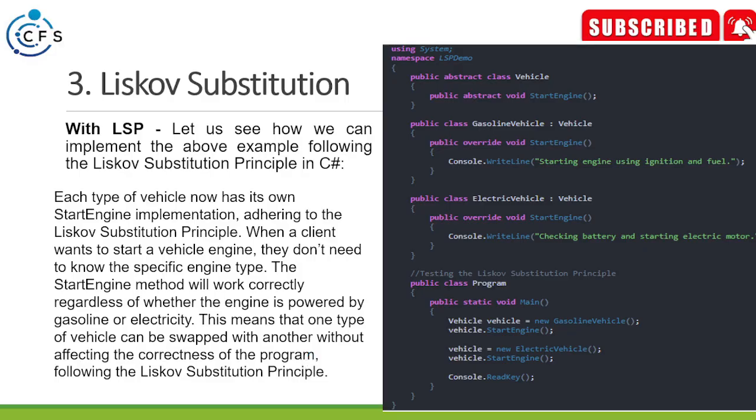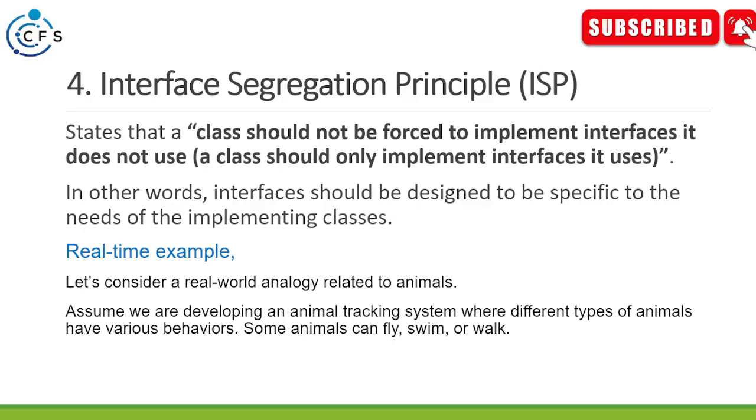Now let's move to the next principle, which is called the interface segregation principle, ISP. So what does this principle say? This principle is all about classes not being forced to implement interfaces they do not use. A class should only implement interfaces if it uses them. In other words, interfaces should be designed to be specific to the needs of the implementing class.